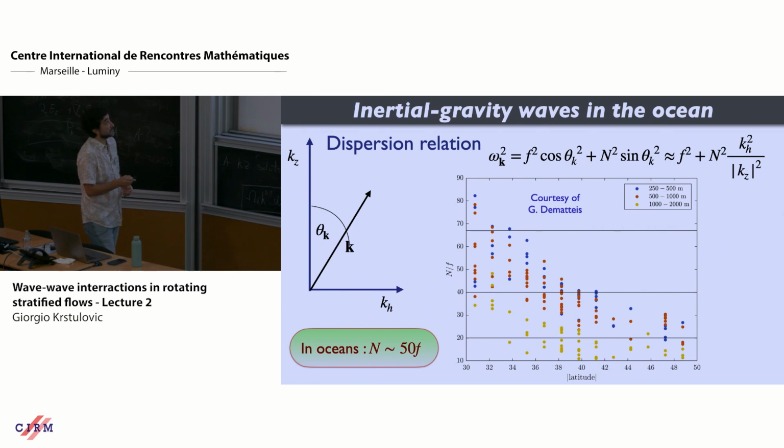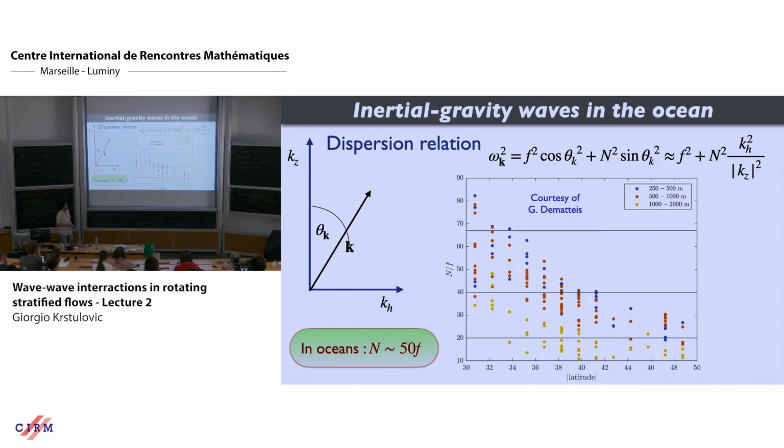Just look at how important rotation or stratification could be in the ocean. If you plot N over f, and Giovanni just sent me this picture a couple of days ago, versus latitude, you see that there is obviously a huge dispersion, but typically over here N over f is around 50. Meaning that in many situations you can neglect the rotation and just focus on the internal waves.